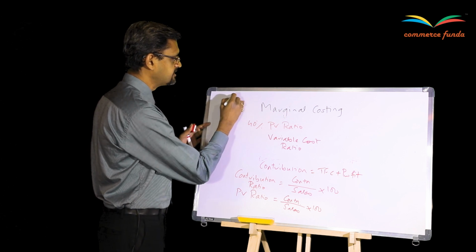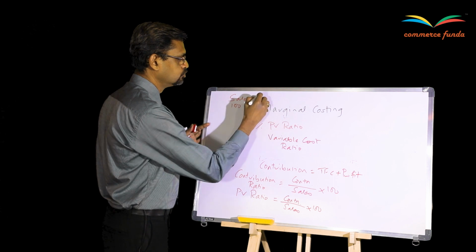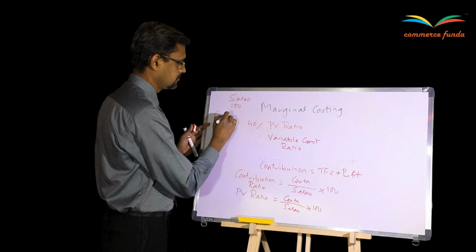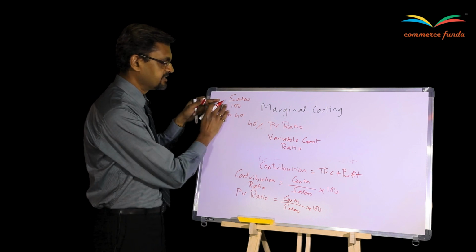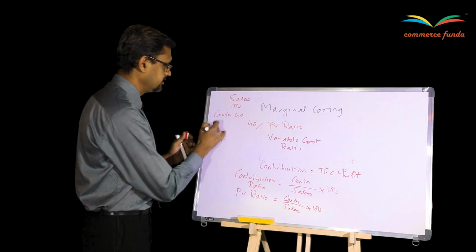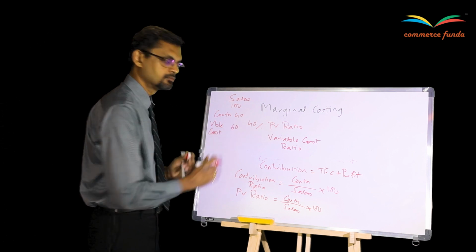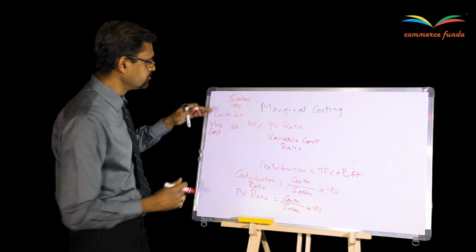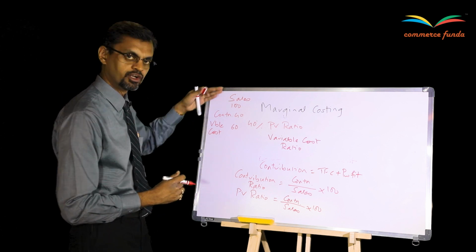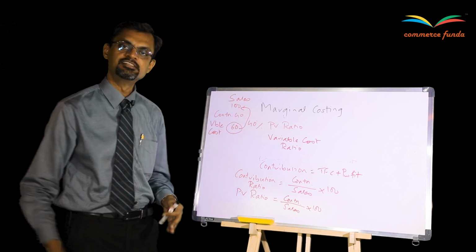What does this mean? That means if my sales is 100 rupees, my contribution is 40. Now if my sales is 100 and contribution is 40, that means obviously my variable cost is 60 rupees, because sales minus variable cost is my contribution. So if my contribution ratio is 40%, that means my variable cost ratio is 60%.